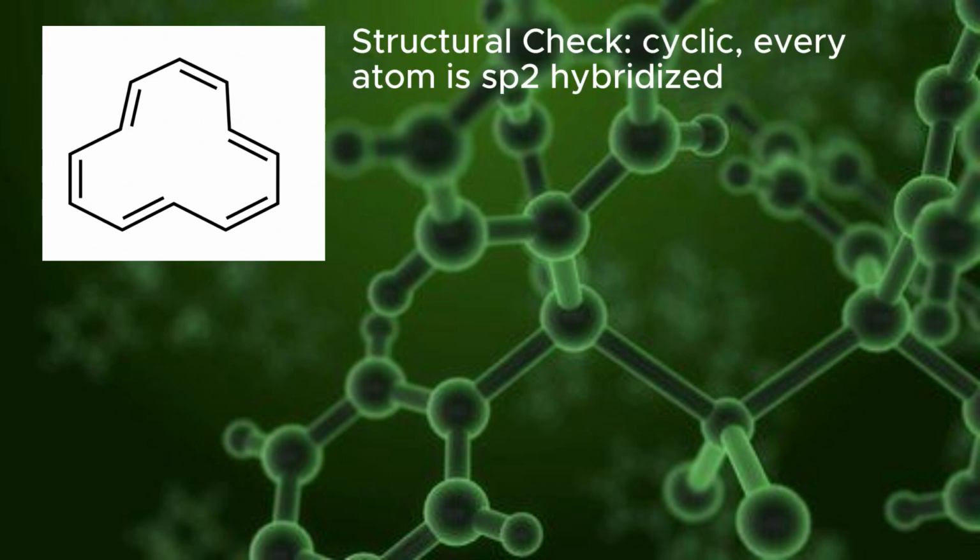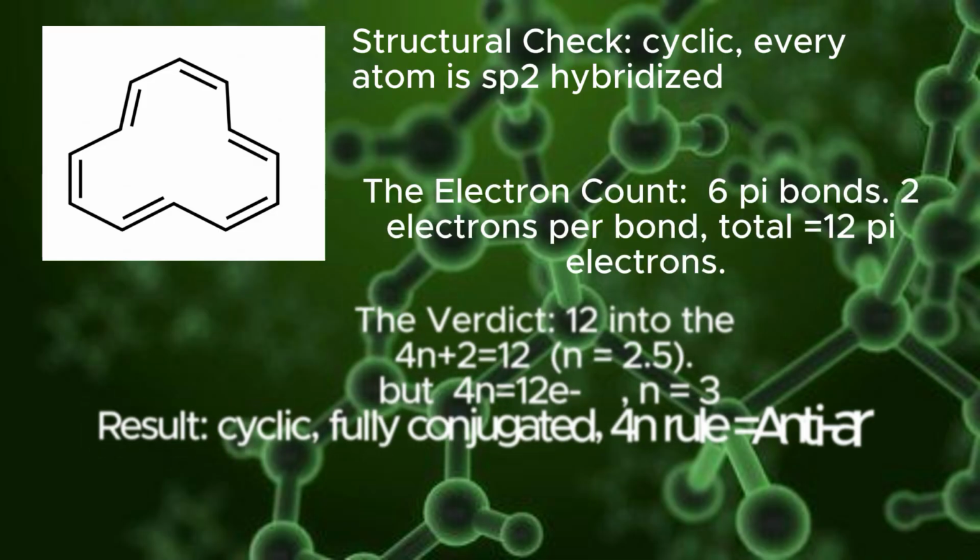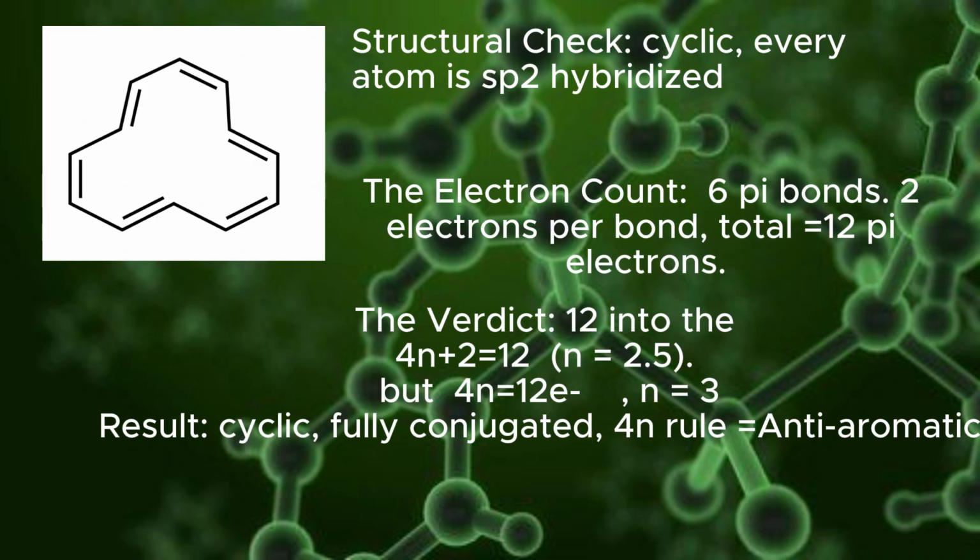to full conjugation. The electron count, we have 6 pi bonds. Counting 2 electrons per bond, we have a total of 12 pi electrons. The verdict, feeding 12 into the 4n plus 2 formula results in a non-integer, n equals 2.5. However, 12 fits the 4n rule perfectly where n equals 3. Because it is cyclic, fully conjugated, and follows the 4n rule, this molecule is anti-aromatic.